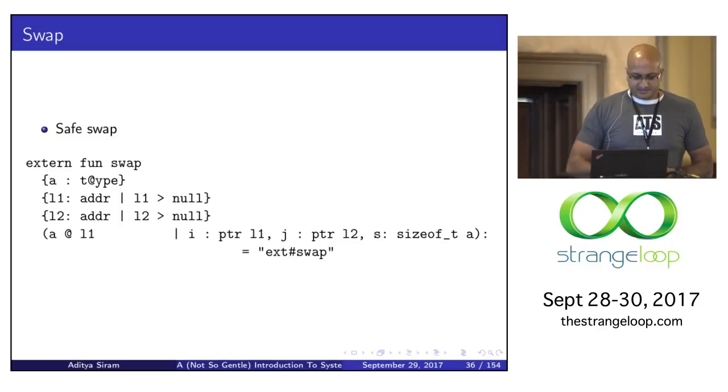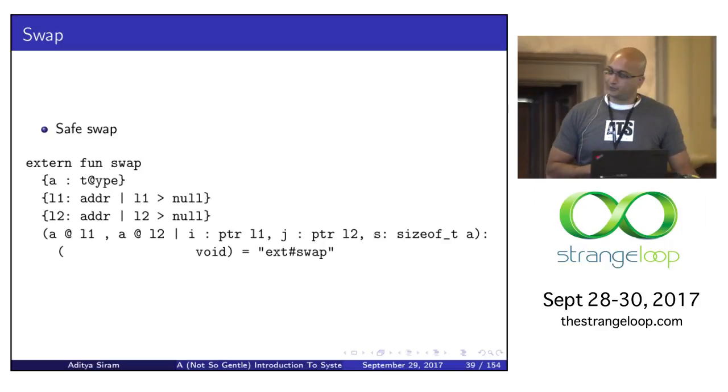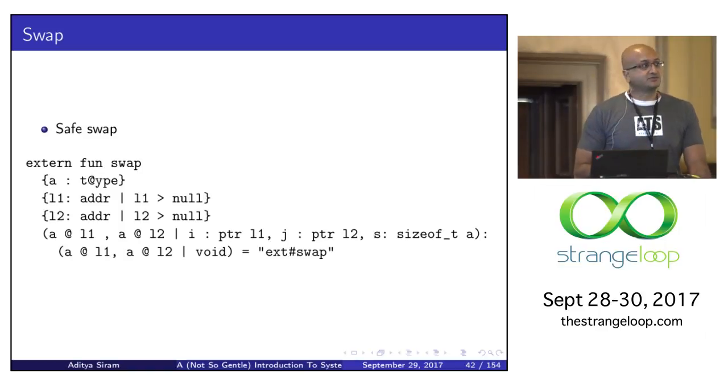So here is special syntax that says that there's something of type A at address L1. I'm passing in that proof. And something of type A at address L2, also passing in that proof. The return type is void, but it also returns 2 proofs that there's an A at L1 and an A at L2. Why does it do that?